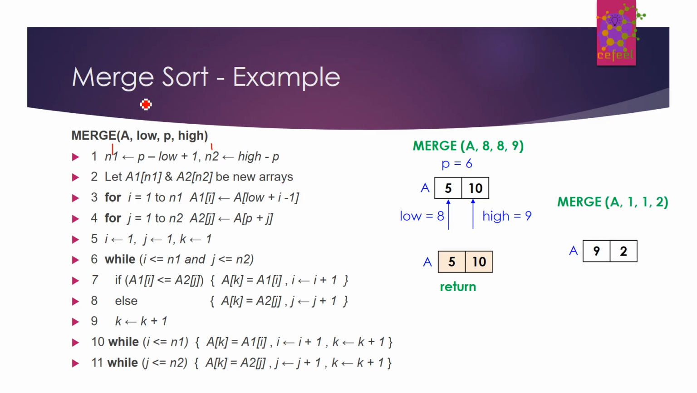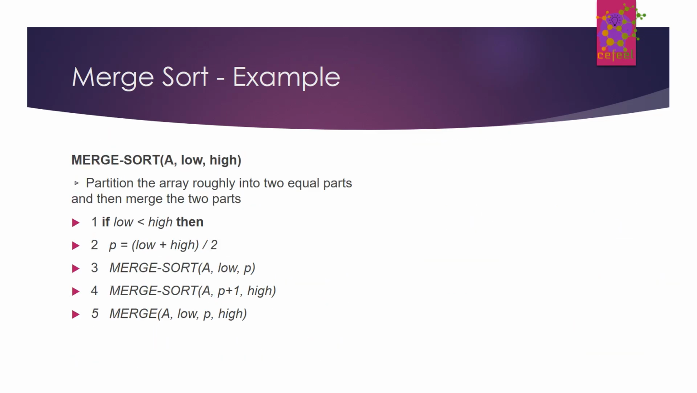Similarly, we have A112. A112 had 9 and 2, and what will happen is the end result of the merge, so low is pointing to 1, high is pointing to 2, p is 1, and the end result will be 2 and 9, and this will be returned. So finally we have made all 4 merge calls, and now let's go back and see the original merge sort algorithm, what we have achieved and what is remaining.